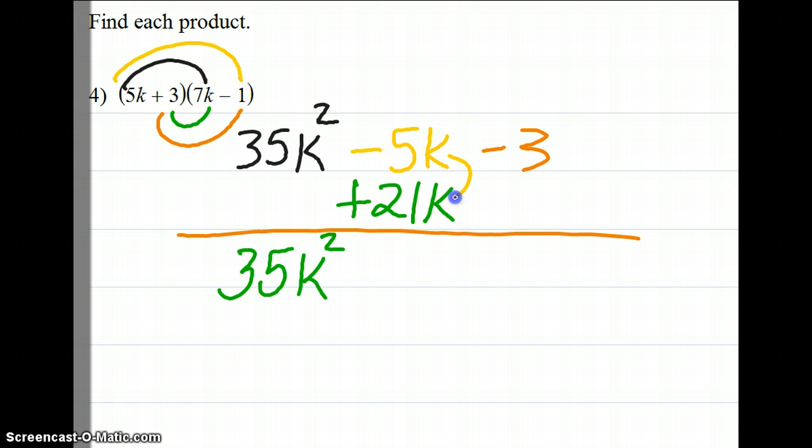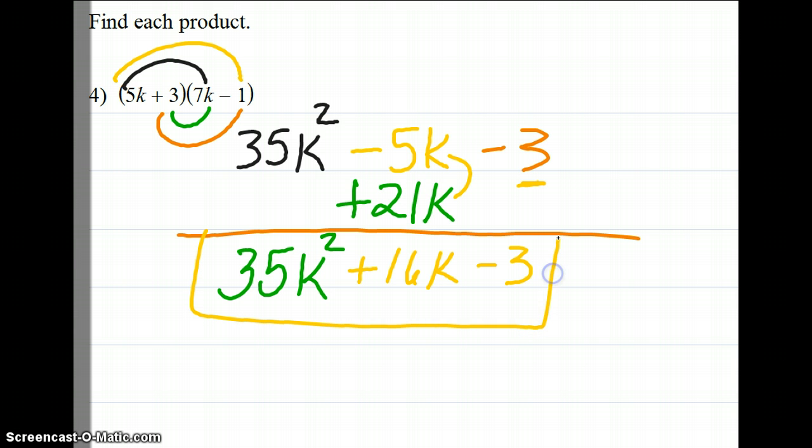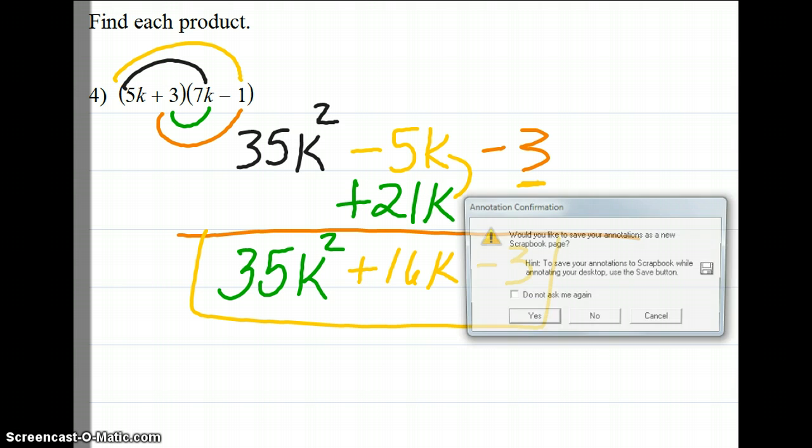These k's look alike, so we can combine them. 21 plus a negative 5 will be a 16k. The negative 3 doesn't have anything else that looks like it. So this will be your final answer. Again, hit pause. I'll go down a little bit further and help you on one that looks a little different.